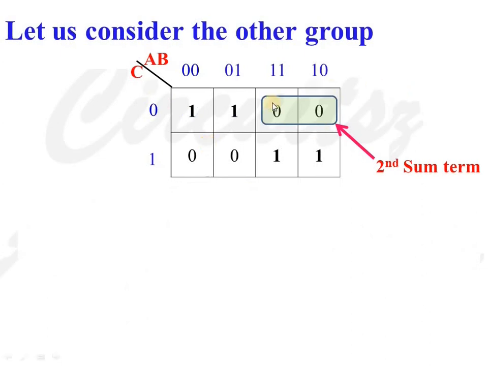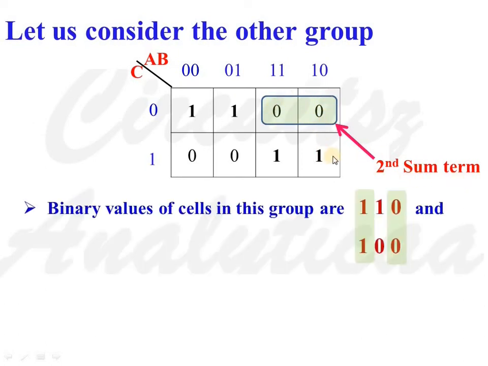Now let us consider the second group. So the second group defines the second sum term. Here binary value of this cell is equal to 1, 1, 0 and binary value of this cell is equal to 1, 0, 0. If you compare these two binary values, we will find that value of variable A is same for these two cells and A is equal to 1. Value of variable B is different for these two cells and value of variable C is also same for these two cells.